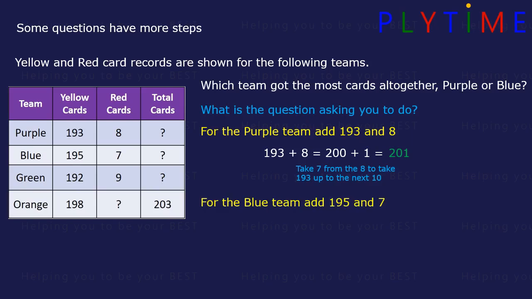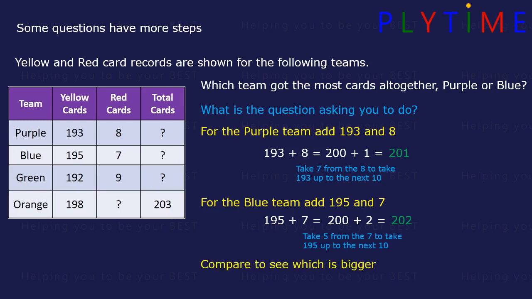Now for the blue team, add 195 plus the 7. 195 plus 7, we need to use 5 from the 7 to take 195 to the next 10, or 200, and we're left with 2 more. It's 202. Now we need to compare the numbers to see which is bigger. 202 is more than 201. So the blue team got the most cards.